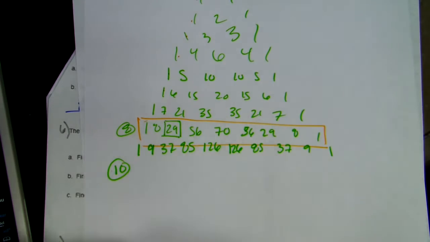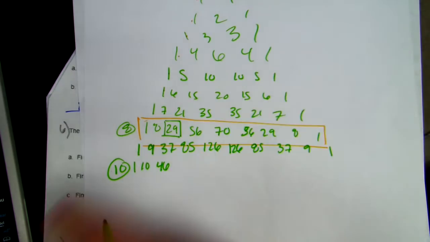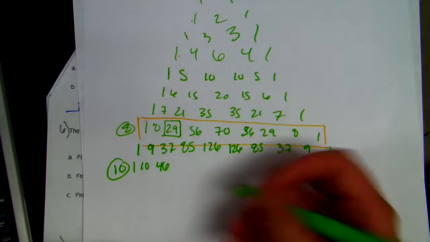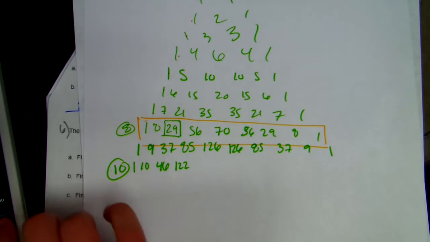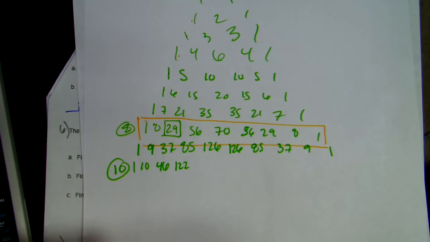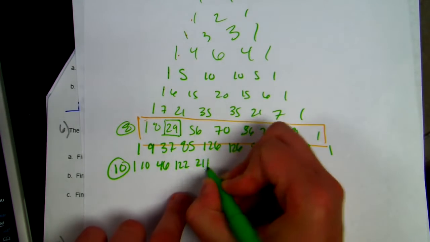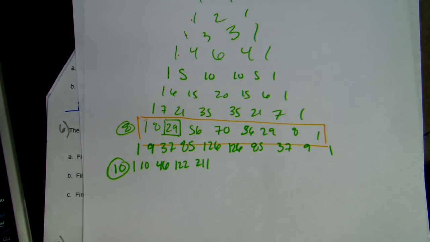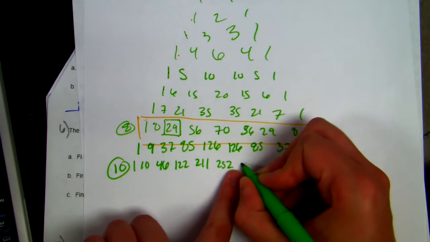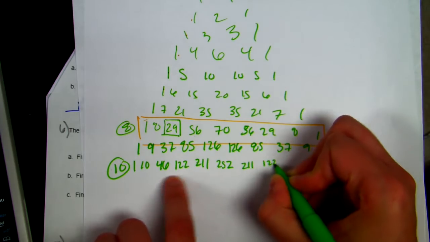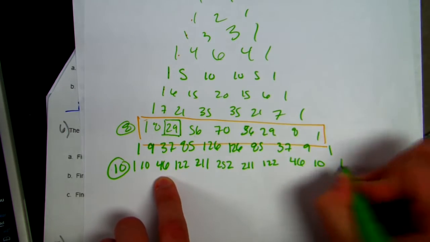Last row, 10th row, we have 1, 10, 37 plus 9 is 46. 37 plus 85 is 122. 85 plus 126 is 211. 126 plus 126, that gives me 252. And we're back to the symmetric part. So 211, 122, 46, 10, and 1.